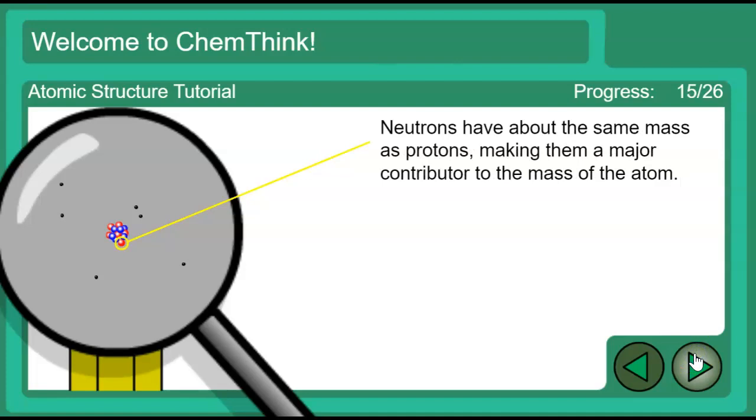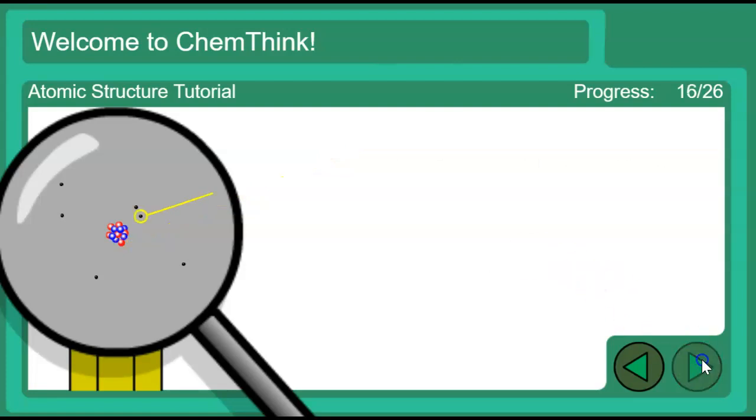Neutrons have about the same mass as protons, making them a major contributor to the mass of the atom. What we're saying here is that neutrons are about as heavy as protons are, and they make up most of the sort of weight or mass of the atom.